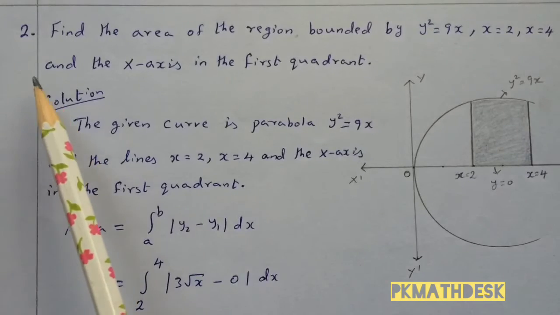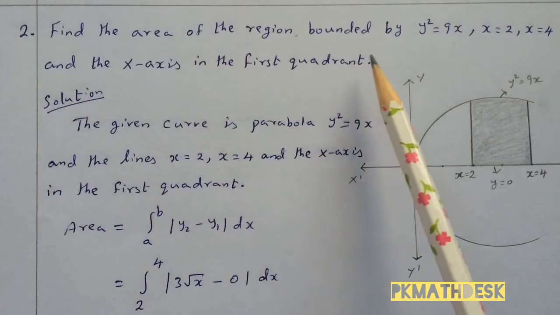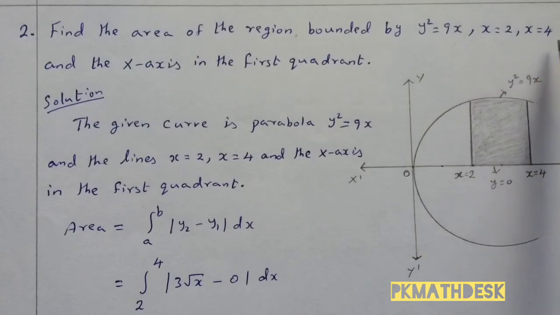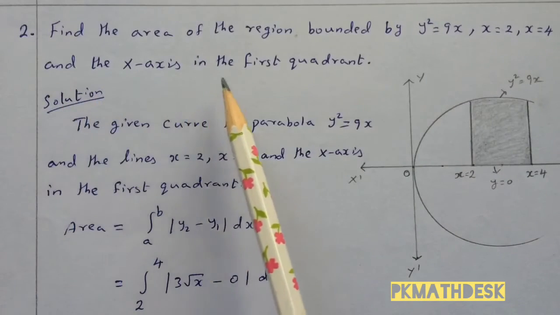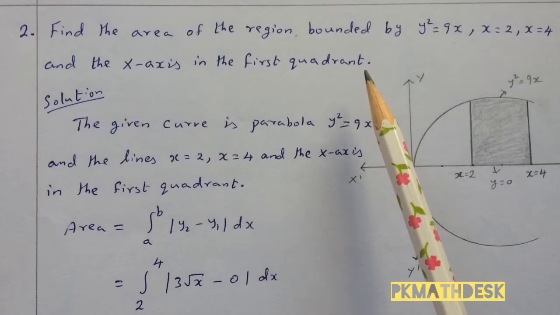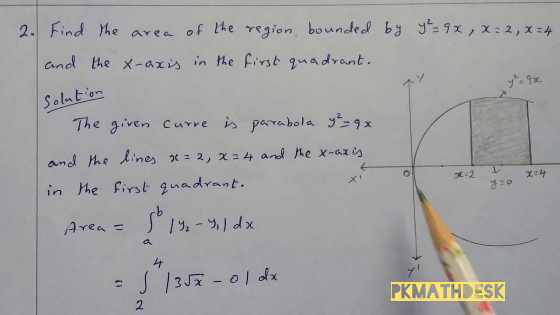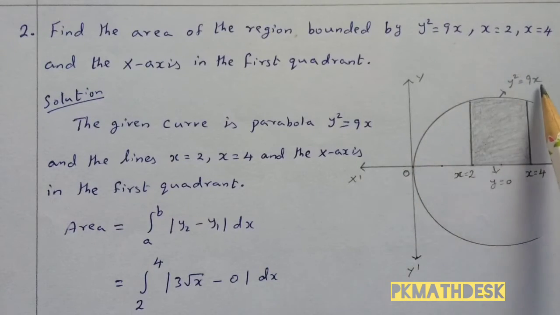Now see the problem number 2. Find the area of the region bounded by y square equal to 9x, x equal to 2, x equal to 4 and the x-axis in the first quadrant. Okay, y square equal to 9x, that is a parabola right open. That curve is y square equal to 9x.